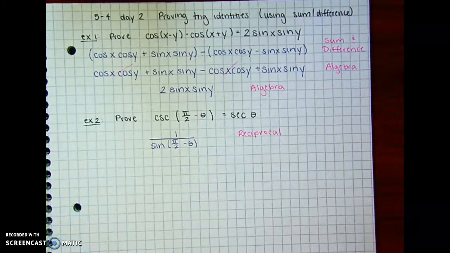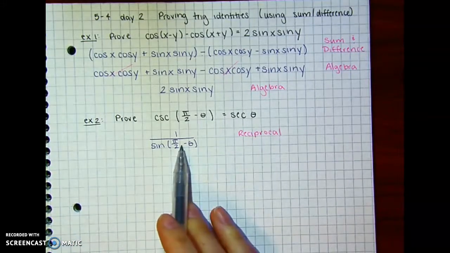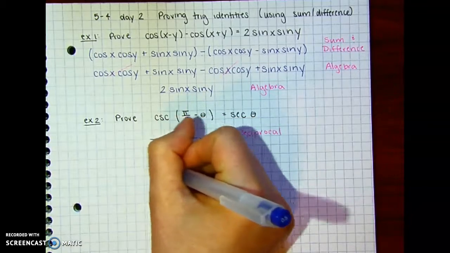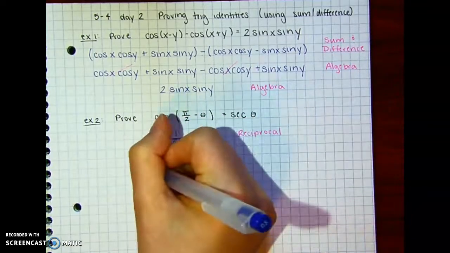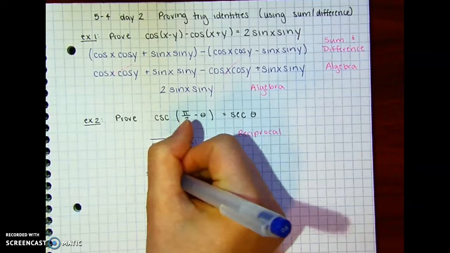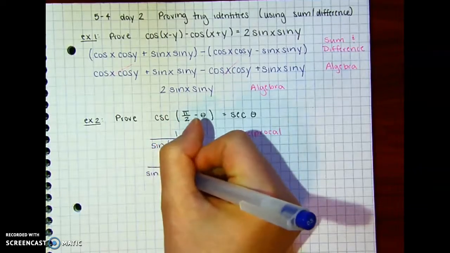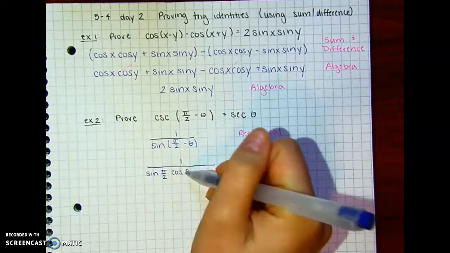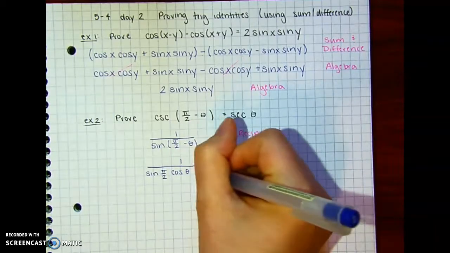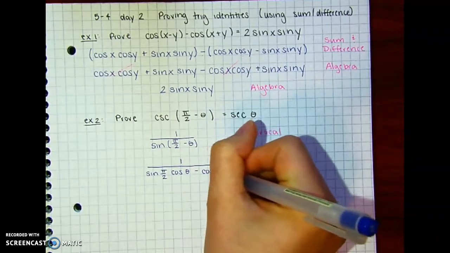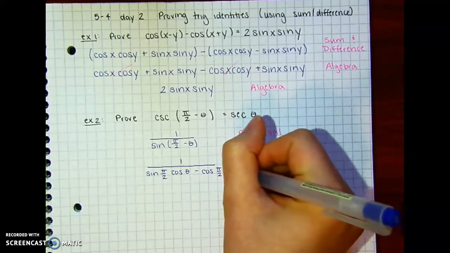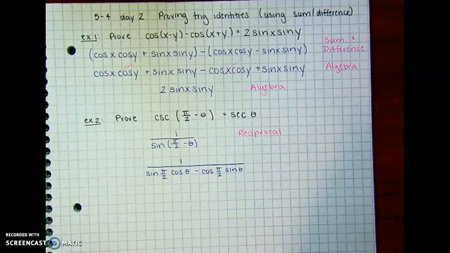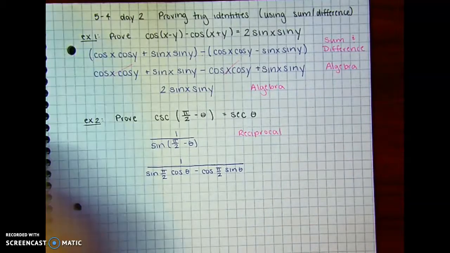Now that it's in terms of sine, I can use my difference identity for the sine function. It still remains in the denominator, so it's 1 over, and it will be sine of pi over 2 times cosine of theta, sine of first, cosine of second, minus cosine of the first angle pi over 2 times sine of our second angle theta. All of that is in the denominator. That was the sum and difference identity.